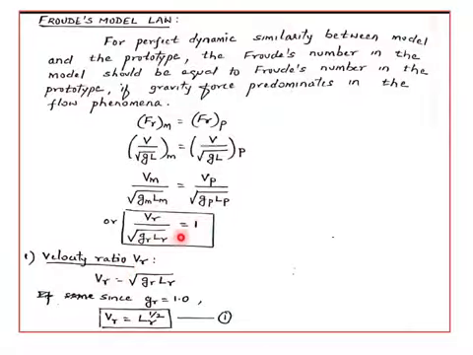Since the acceleration due to gravity is the same in the model as well as in the prototype, its ratio is always equal to 1. Therefore, we can write Vr is Lr to the power of half. This is what you can remember when we apply Froude's model law. Everything is now expressed in terms of Lr, the linear scale ratio.